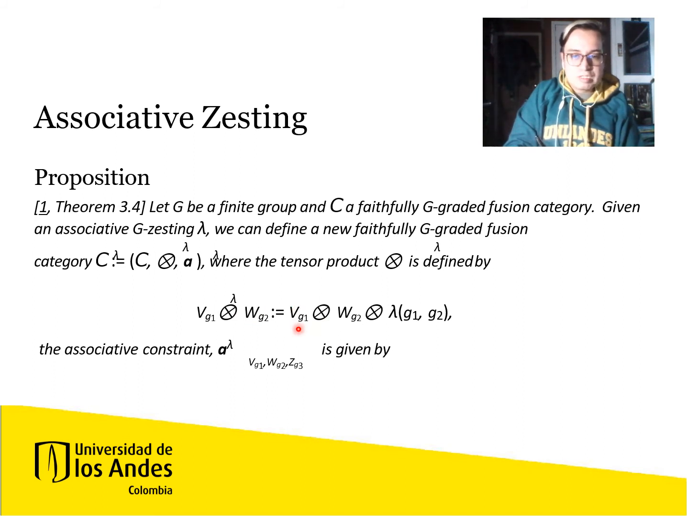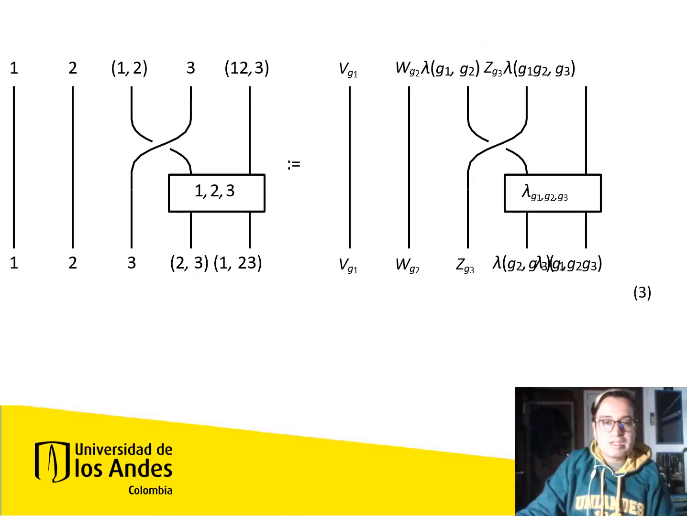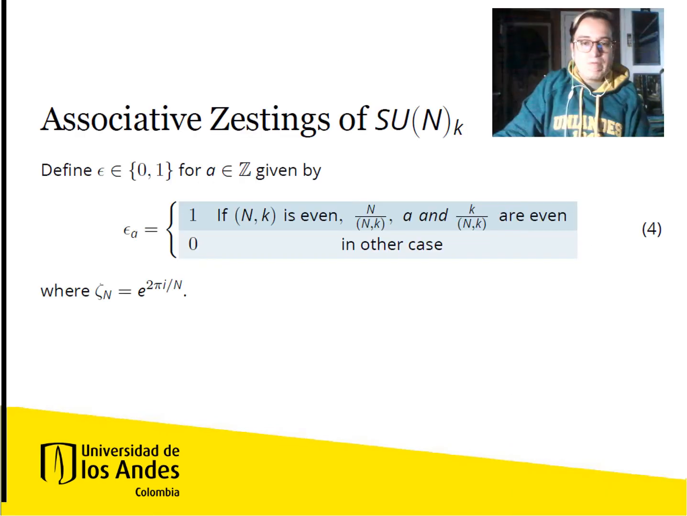First, I will use the tensor product in my original category, but I introduce a new element that is the invertible element in the trivial grading that we have in the associative zesting. So when we define this, we have a new fusion category with a new associativity constraint that is given by the following definition. Using graphical calculus, we have the associativity constraints in terms of the isomorphism lambda that we defined in the system.